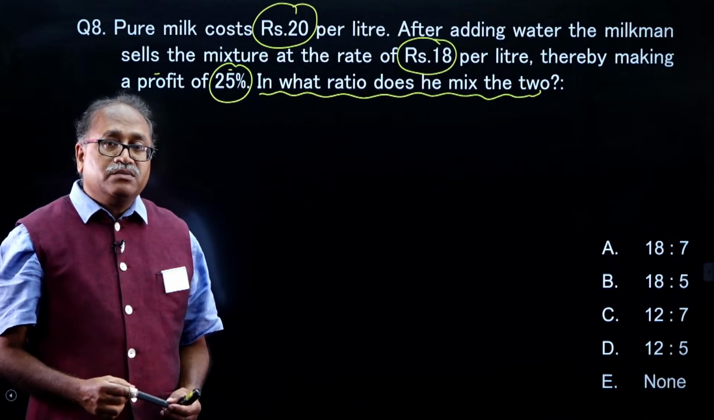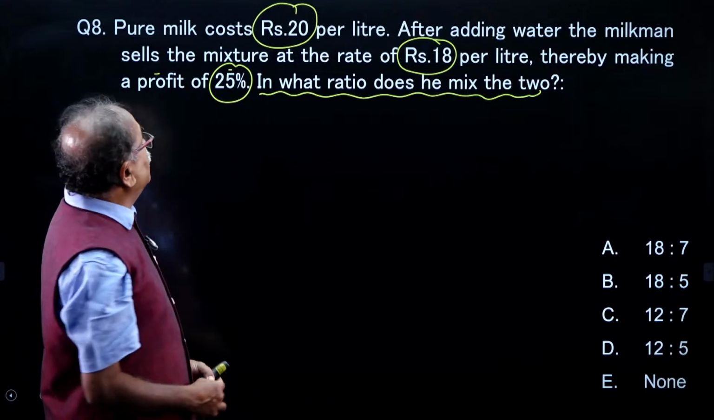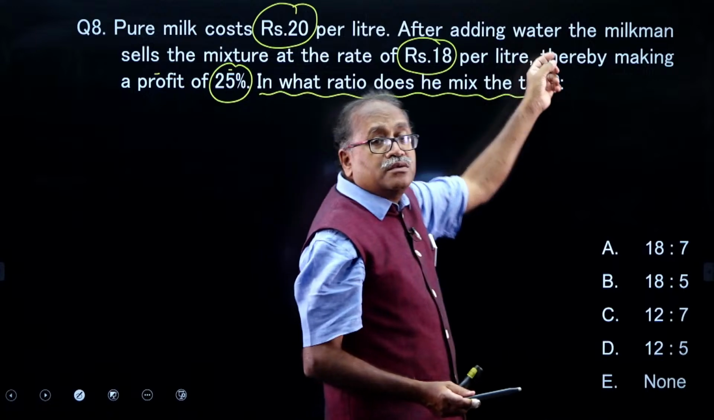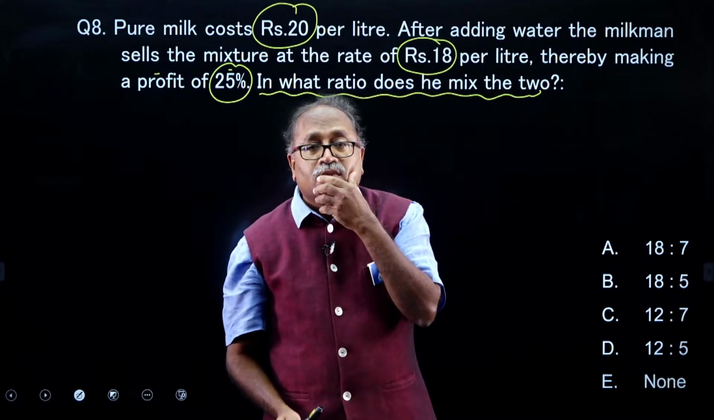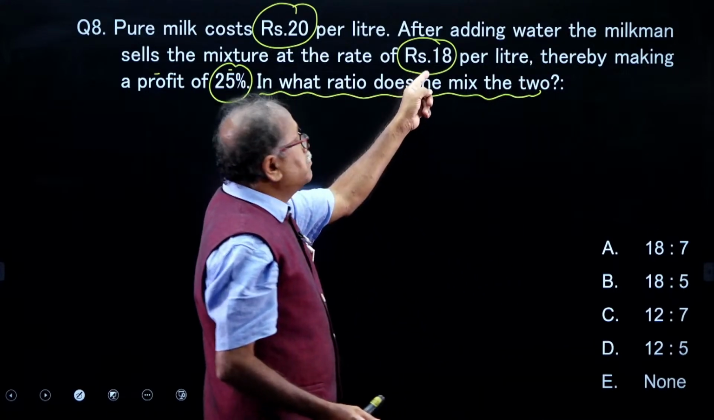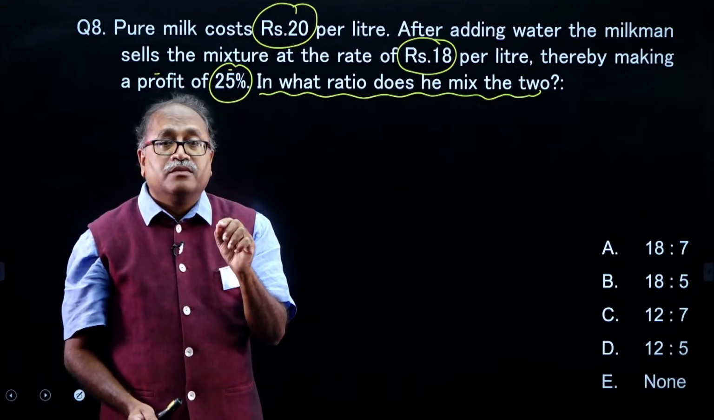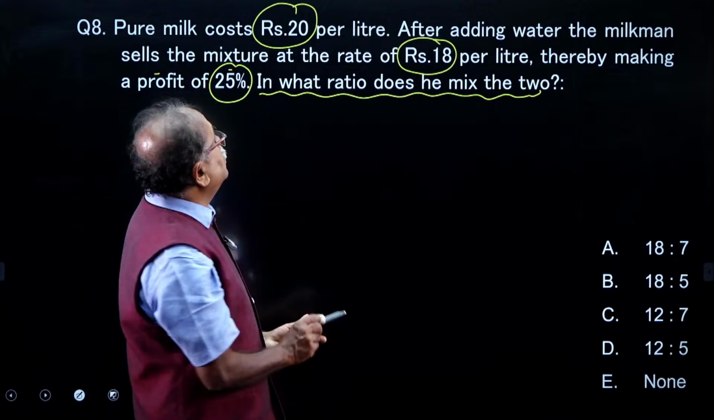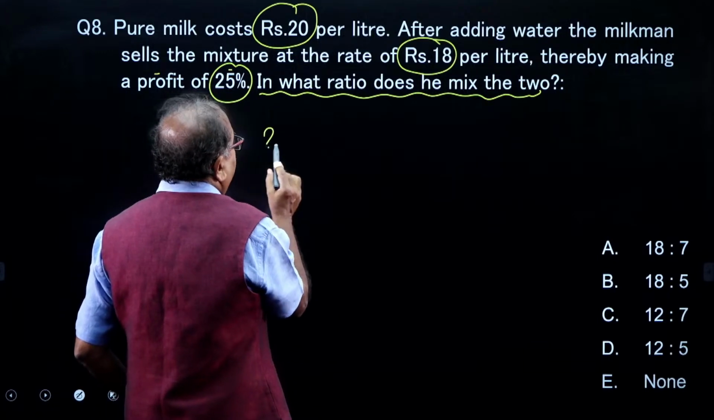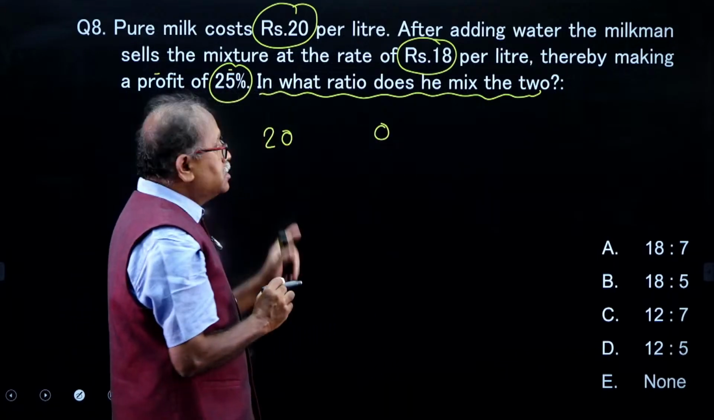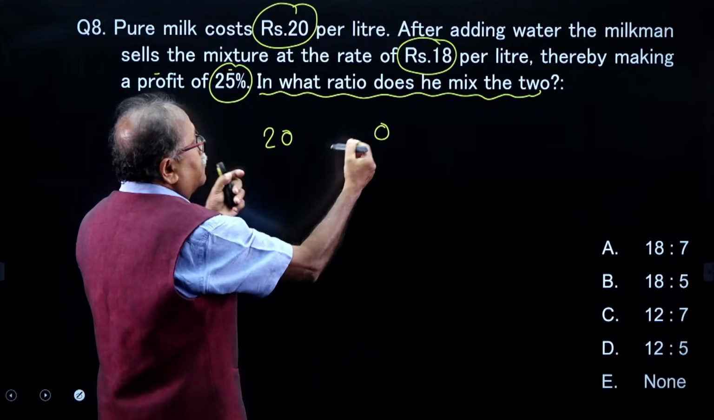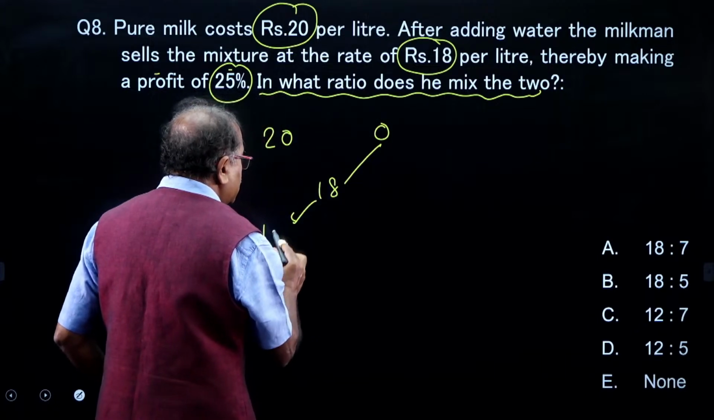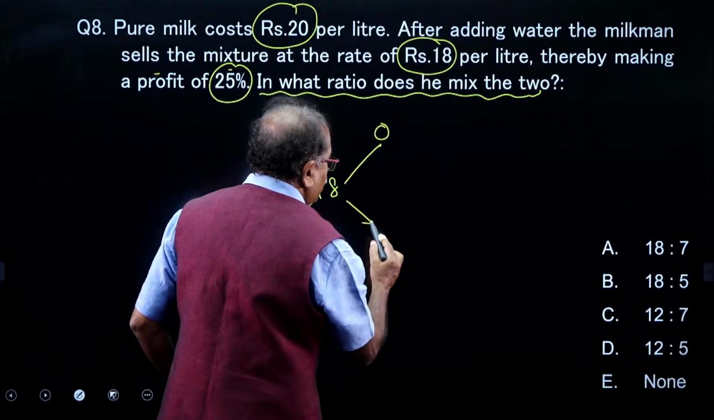Can I use the alligation mixture method? Because I know the pure milk price, I know the water added has price 0, and I also know the mean price. By using this, we will be able to get the quantity ratio. So, let us do that. This is 20 and this is 0 rupees, this is milk and this is water, and after mixing these two, this is 18. If I take the difference, this is 18 and this is 2.